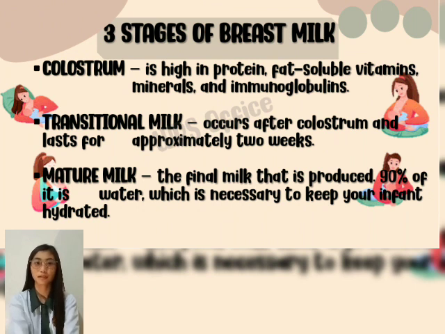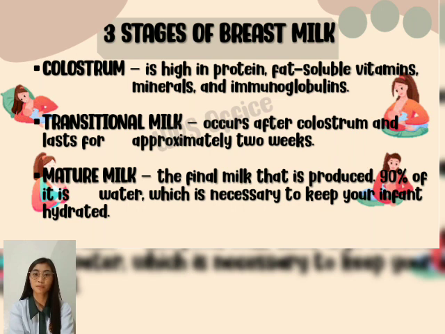Transitional milk comes when mature breast milk gradually replaces colostrum. You will make transitional milk from 2 to 5 days after delivery until up to 2 weeks after delivery. You may notice that your breast milk color changes. Transitional milk is a high-protein breast milk that a woman produces 3 to 6 days after her baby is born.